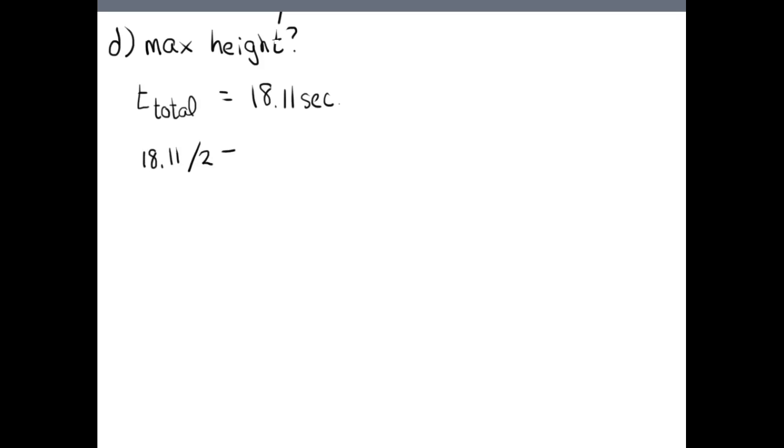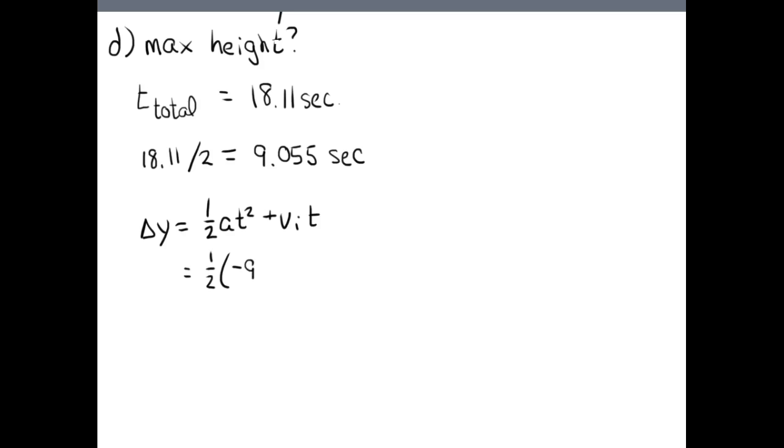18.11 divided by 2 equals 9.055. Again, I'm not caring about significant figures. So that is how long it takes to go to its highest point, from where it was fired to its highest point. So I want to know how high up it was at its highest point. Our old friend. Delta y equals 1/2 a t squared plus vi times t. 1/2, again, negative 9.8 t squared.